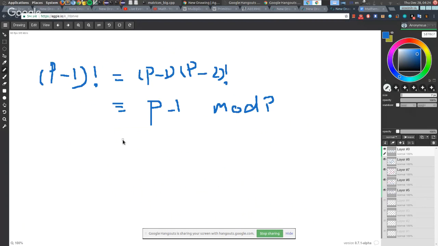So this is also congruent to negative 1, not 2. So basically this proves Wilson's theorem. So this was it for Wilson's theorem. Now we move to the second point, which is the factorial factorization.